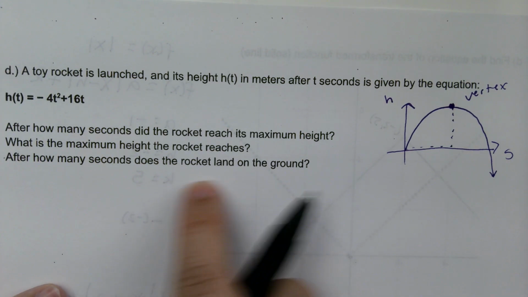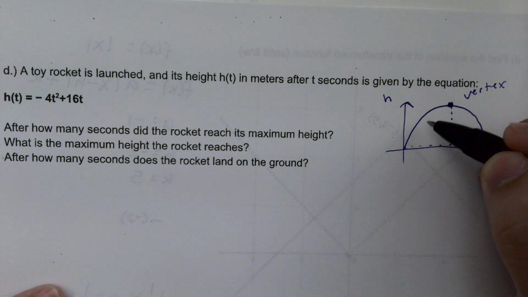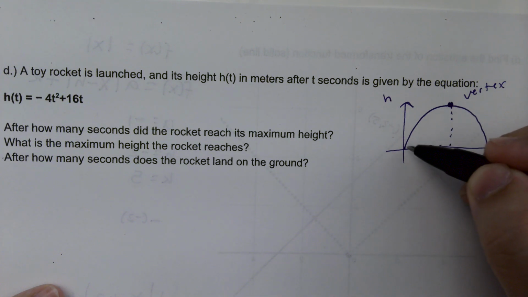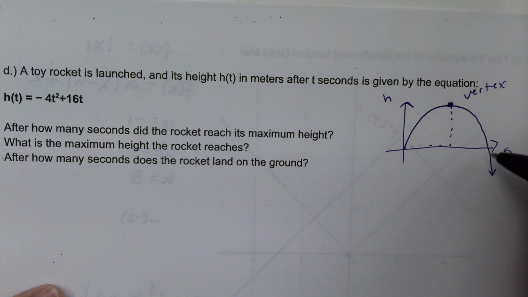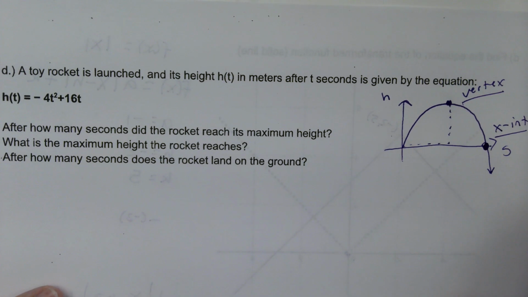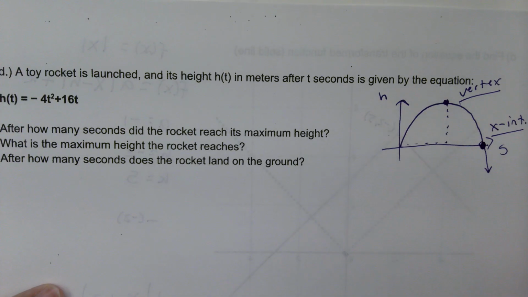After how many seconds does a rocket land on the ground? Well, where on this path does the rocket reach the ground again? This is the starting point where it's on the ground. When does it hit the ground again? Here. What is this called? It's the x-intercept. Which means I need to solve for the vertex and I need to solve for the x-intercept.